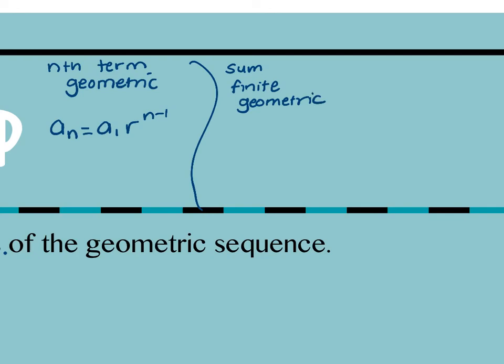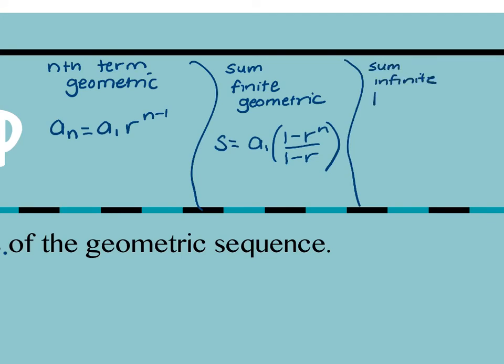series, and that is S equals a1 times 1 minus r to the n over 1 minus r. And then the last one was the sum of the infinite, which can only be done if the absolute value of r is less than 1, meaning it's got to be a fraction or a decimal between 0 and 1. And that is S equals a sub 1 over 1 minus r. So those three, in addition to the arithmetic ones, which we'll talk about again in a little bit, are what you'll need to know for your quiz.